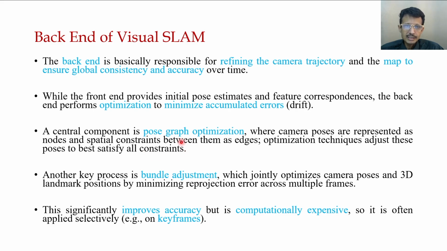Another key component is bundle adjustment, which jointly optimizes camera poses and 3D landmark positions, minimizing the reprojection error across multiple frames. That is called bundle adjustment. This significantly improves the accuracy, but it is computationally expensive, so it is often applied selectively, mainly on the keyframes.